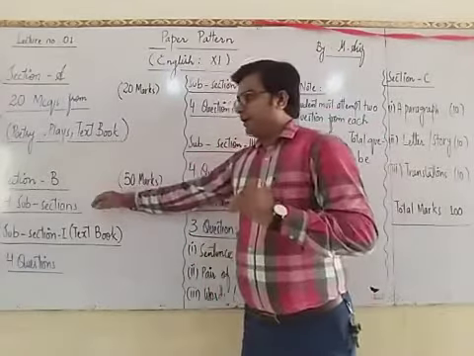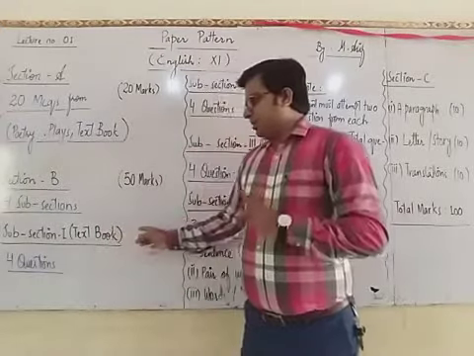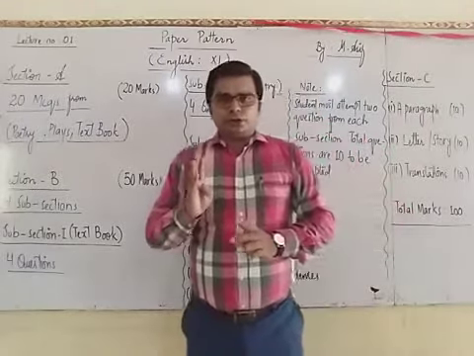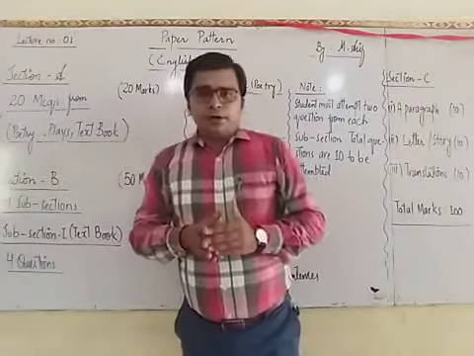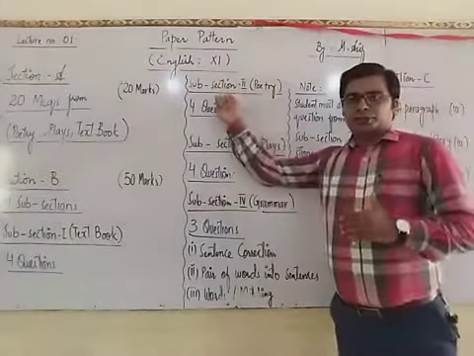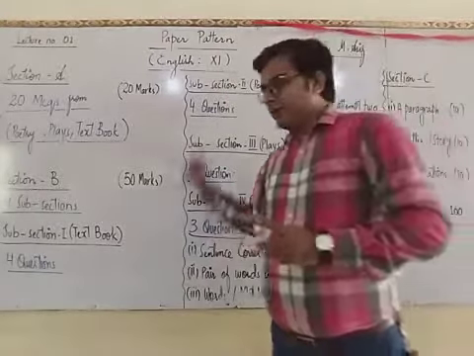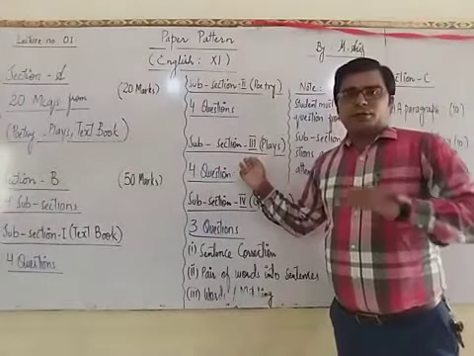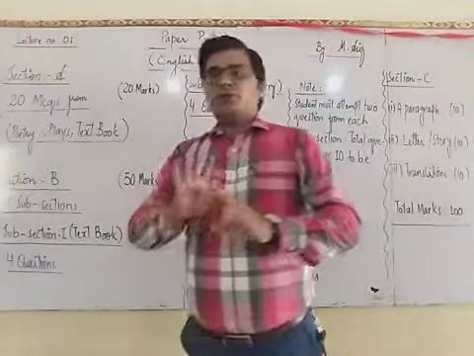Section B has 4 subsections. Subsection 1 is taken from the textbook. You will be given 4 questions from your textbook. In subsection 2, you will also be given 4 questions from the poetry section. 4 plus 4, 8 questions. And subsection 3 is taken from plays. Here you also have 4 questions.